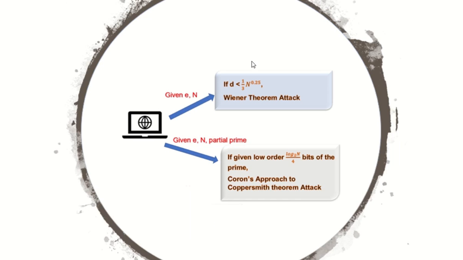In this project, it will cover attacks targeting small private exponent and partial exposure of primes. For attacks on a small secret private exponent, if the private exponent D used is less than 1/3 n to the power of 1/4, it will be susceptible to the Wiener theorem attack. For attacks on partial exposure of secret primes, if there are log2(n)/4 bits of one of the primes exposed, it will be susceptible to the Coppersmith theorem attack using Coron's approach.